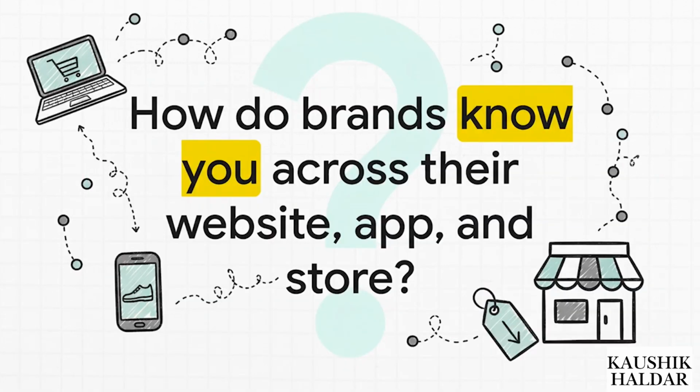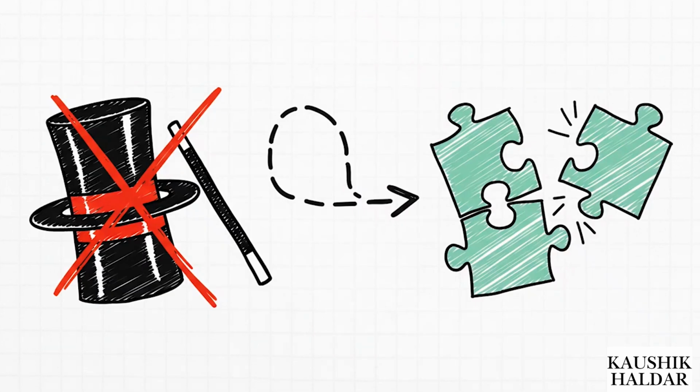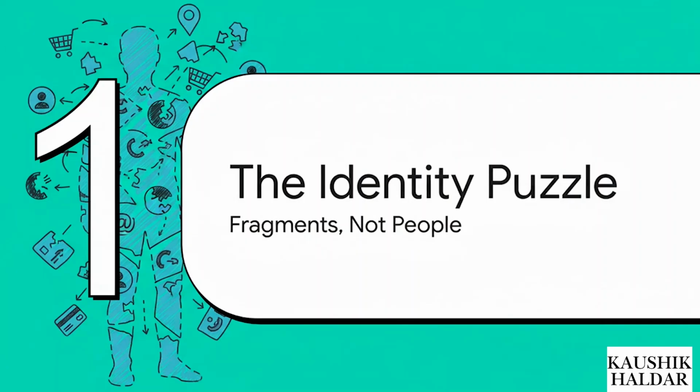So, have you ever wondered how this happens? You're browsing for a pair of shoes on your laptop. Then you add them to your cart on your phone, and then, like magic, you get a discount for them when you walk into the actual store. How do they connect all of those moments? Well, you guessed it. It's not actually magic. It's a really sophisticated process of solving what we call the digital identity puzzle. And trust me, by the end of this, you'll see exactly how every single one of those pieces clicks into place.